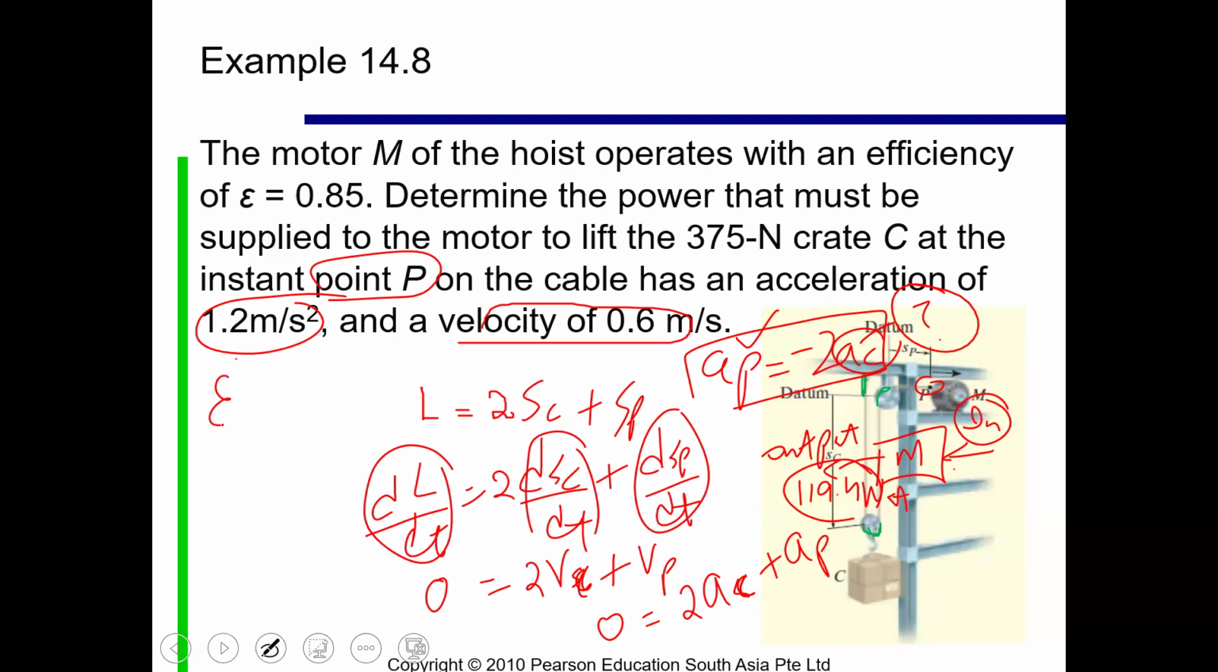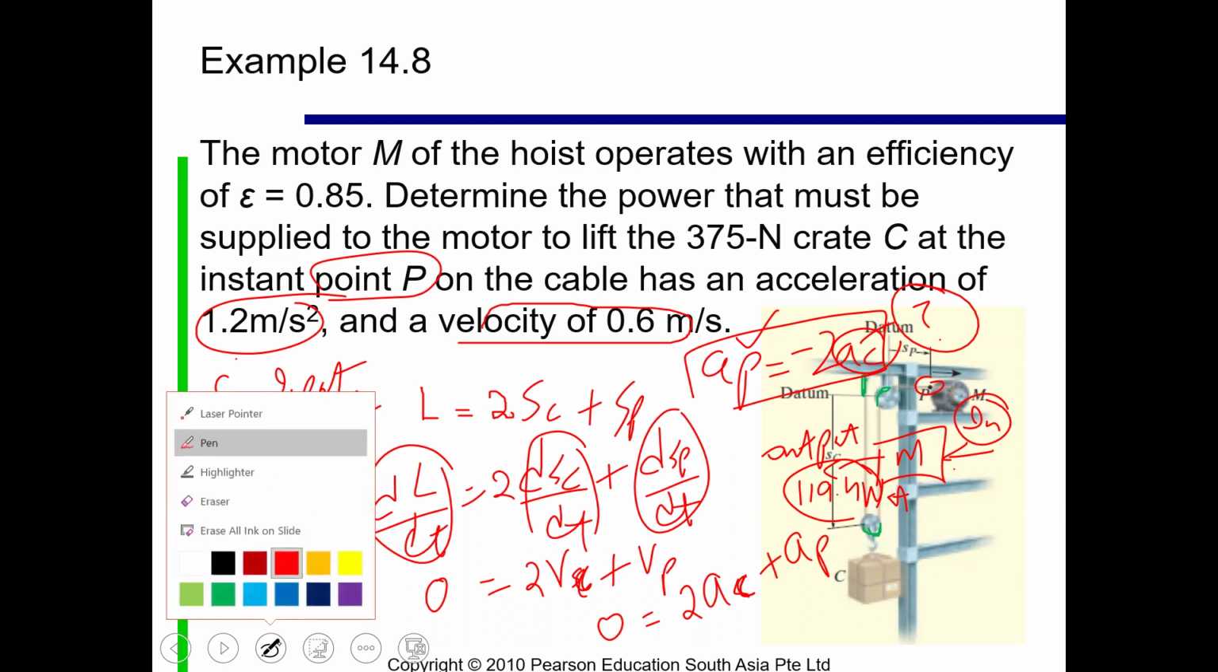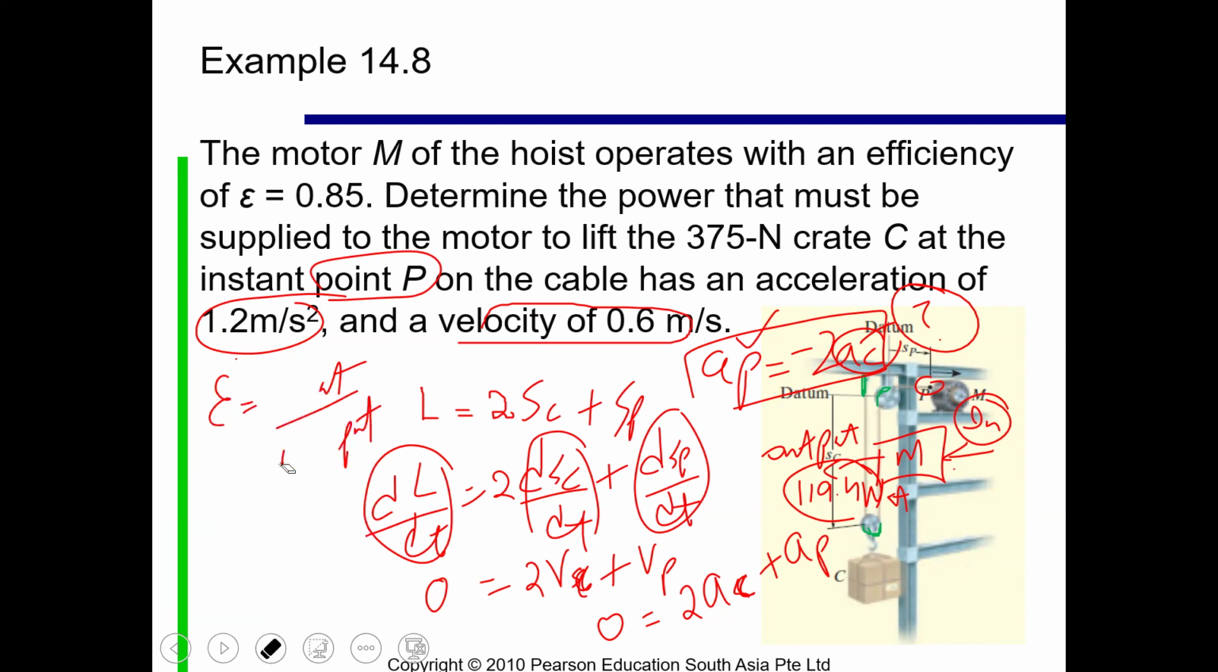Like efficiency is input over output, right? Sorry, I flipped it. Sorry. So what should I do now? I know the value at the output is 119, right? And I want to calculate the value of input. What should I do? And you know the efficiency as well.